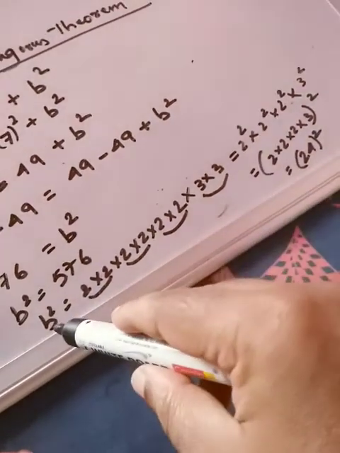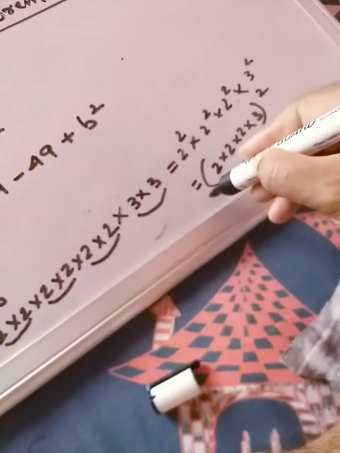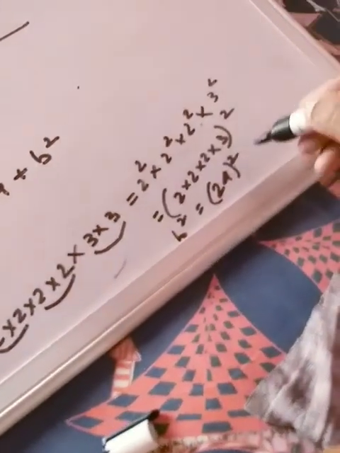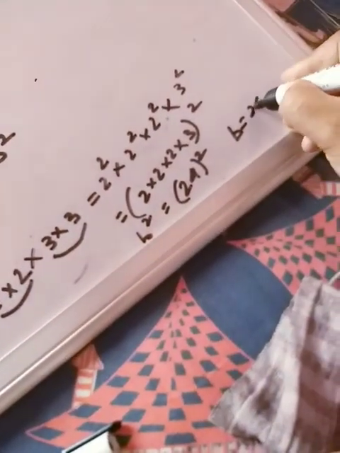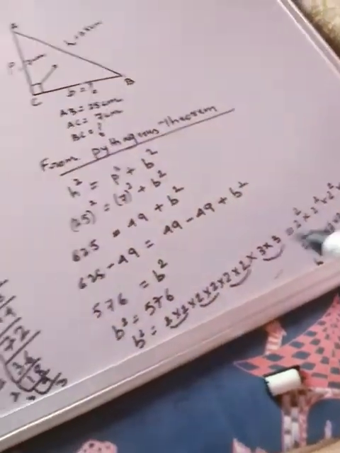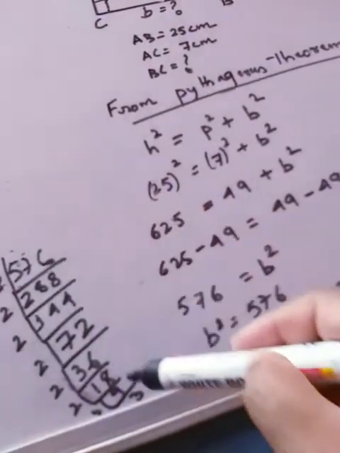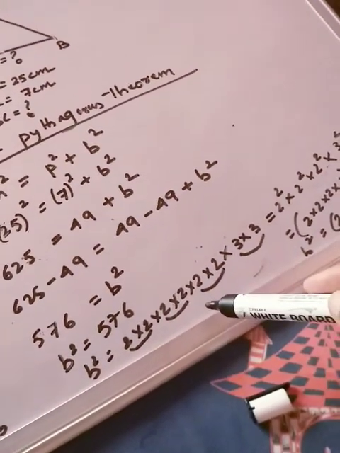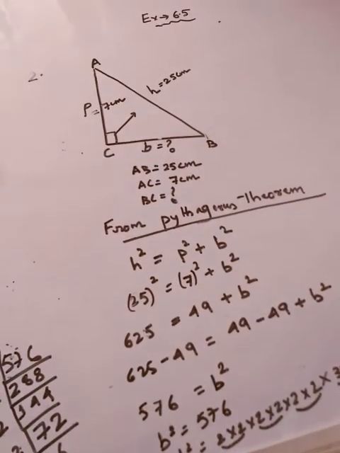Now you compare B square. This is B square only, isn't it? So square is there. Now in place of B, what is there? 24. So the value of B is 24 centimeter. So this is the answer for the base. Carefully you have to do this. Very, very important. Now let's move on to sum number 3.